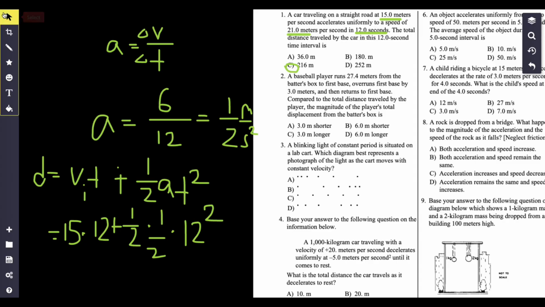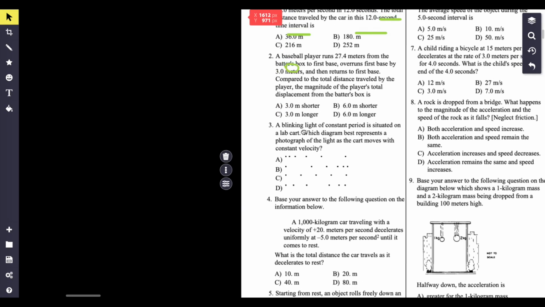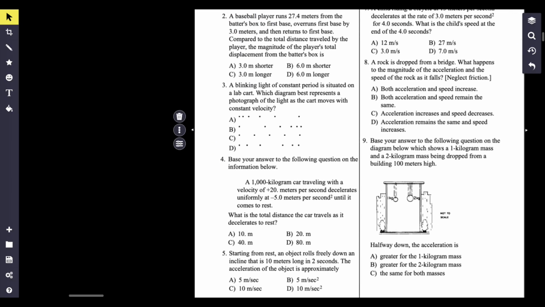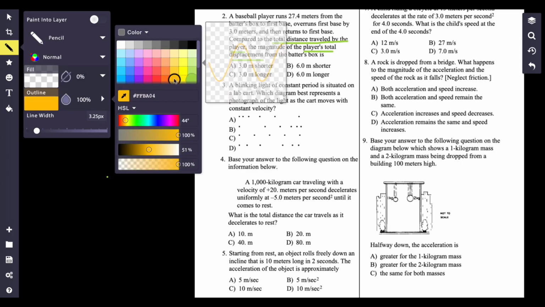Number 2. A baseball player runs 27.4 meters from the batter's box to first base, overruns first base by 3 meters, and returns to first base. Compared to the total distance traveled by the player, the magnitude of the player's total displacement from the batter's box is blank. So let's draw a diagram to visualize what's happening.